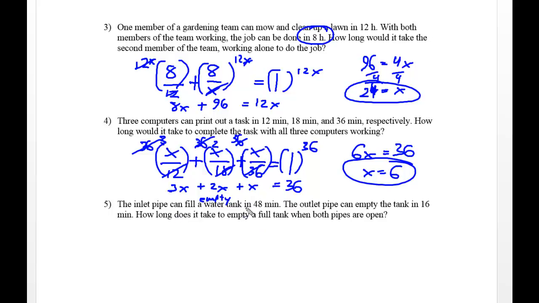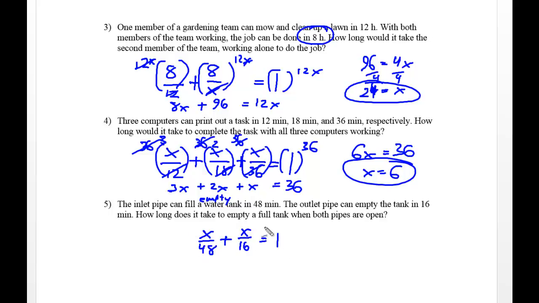An inlet pipe can fill an empty water tank in 48 minutes. So this pipe is x over 48. The outlet pipe can empty the tank in 16 minutes. So this is going to be the flow of that pipe. How long does it take to empty a full tank if both pipes are open? So we are going to assume some basic principle that you can fill a tank in 48, and the outlet basically is going to empty the tank in the same way. We're not going to push or force water in either direction here, so we're going to assume that this is going to stay the same.